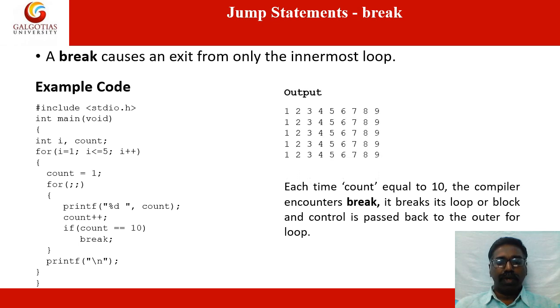So check the output here. The outermost loop is going to execute 5 times, but it is going to execute the innermost loop, and if count is equal to 10, then it is going to come out, so that every time we are having 1 to 9 only, not the 10 value is printed here.